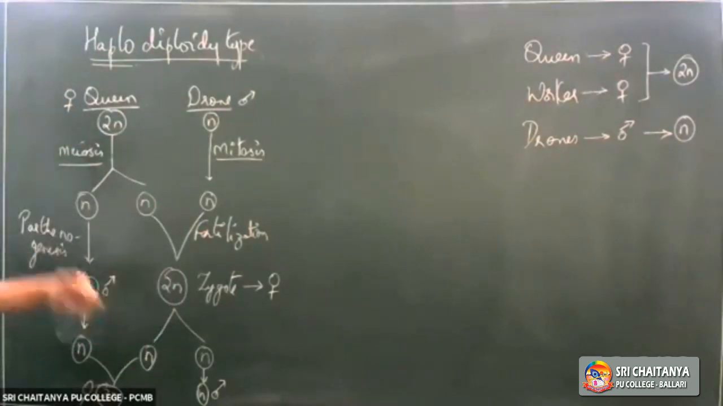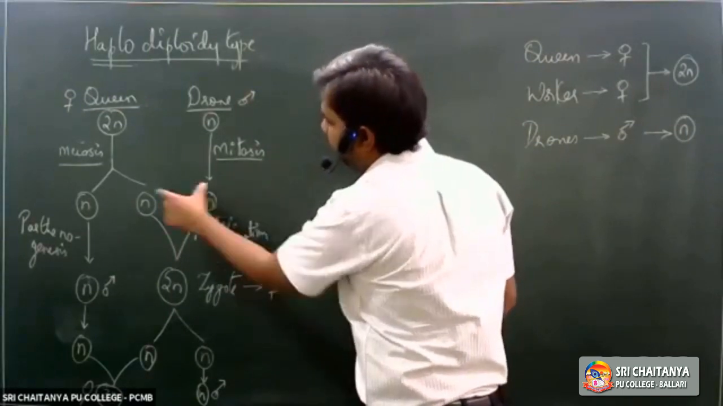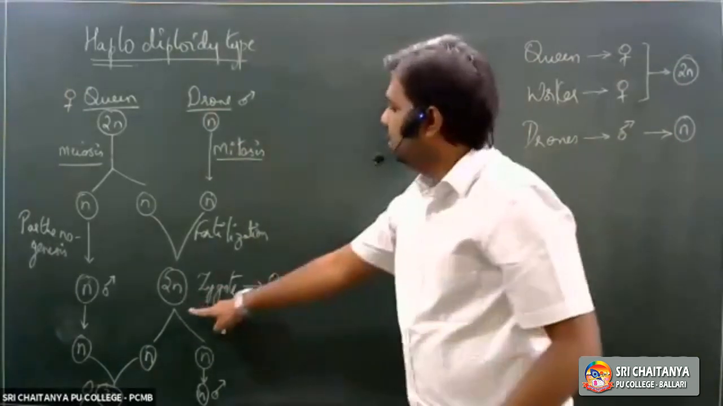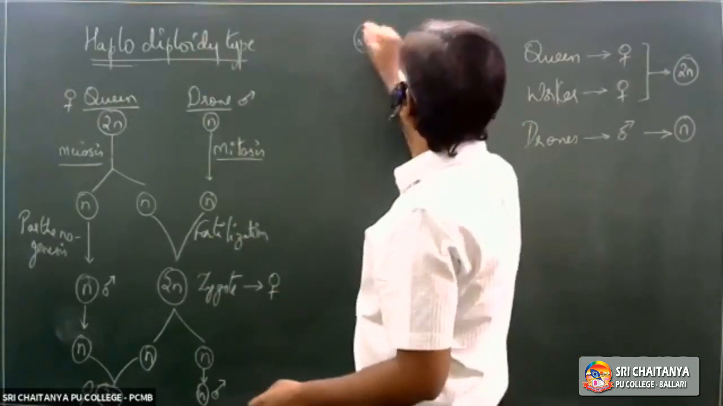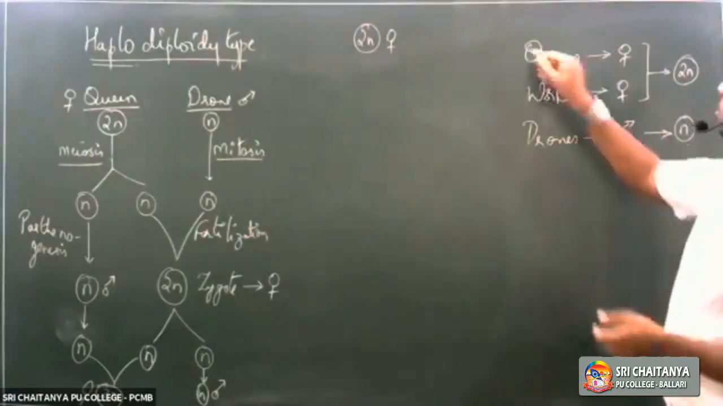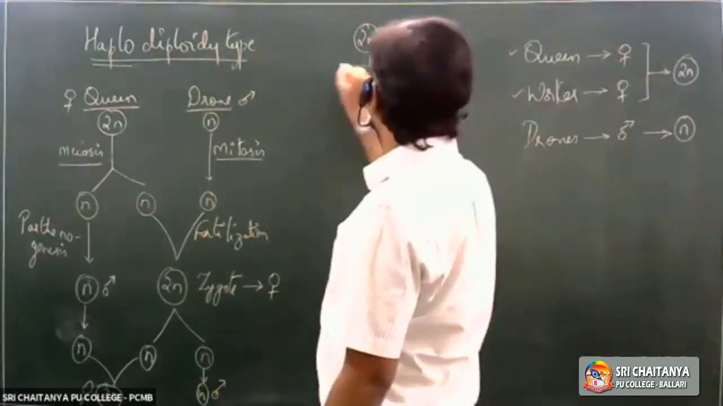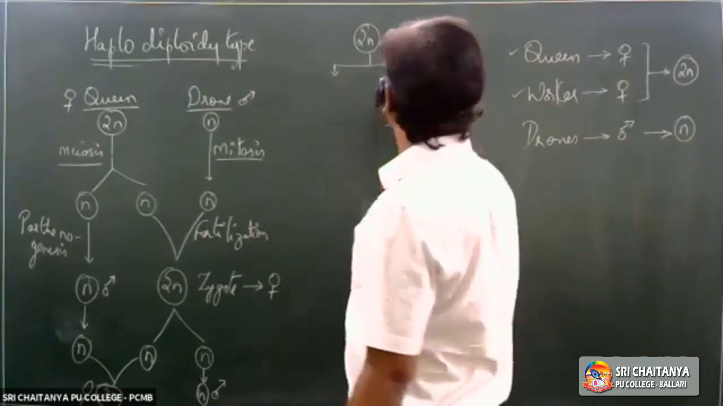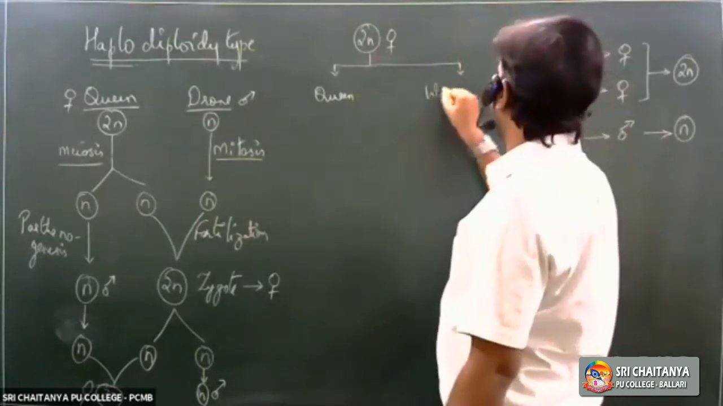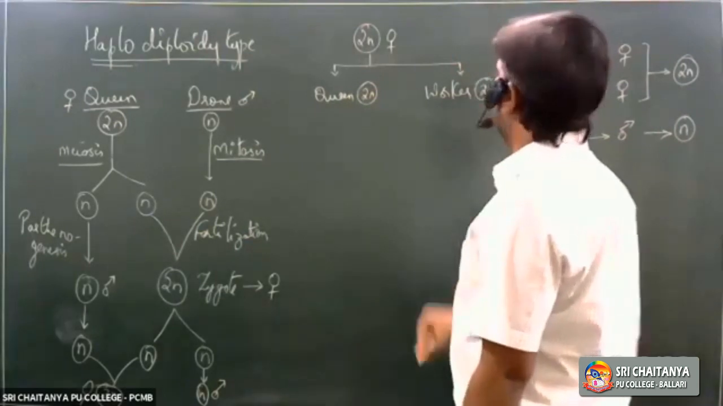Once this is done, I told you that this female gamete and the male gamete would be fused through a process called fertilization and form a diploid cell. Now, I told you that this diploid cell will be a female individual. Now, we have two different types of females here. One is called the queen and the other one is called the worker. So both are diploid individuals and both are said to be females.